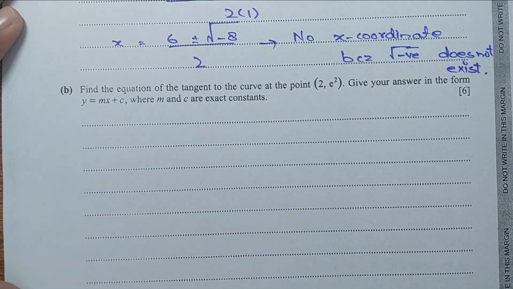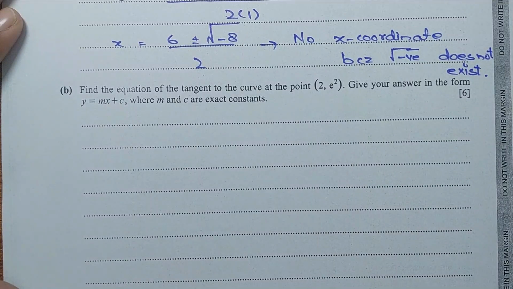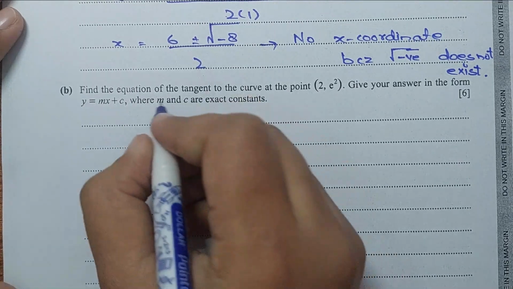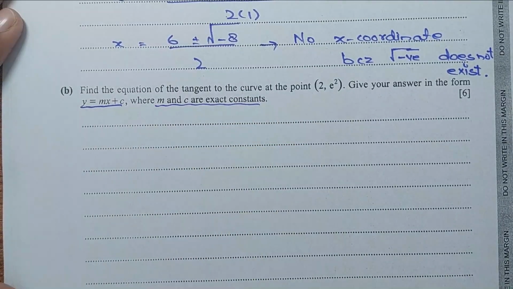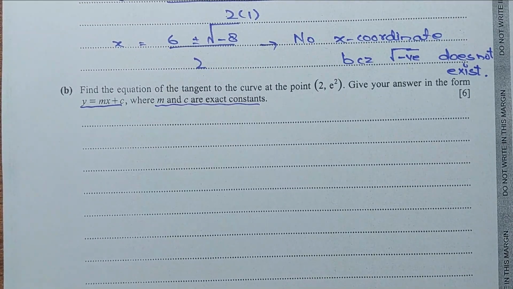Okay, now moving to part B: find the equation of the tangent to the curve at the point (2, e²). Give your answer in the form y equals mx plus c, where m and c are exact constants. All right, so for the equation of a tangent, we need two things: the gradient of the curve and the point. The point is already given, so just find the gradient of the curve, right?